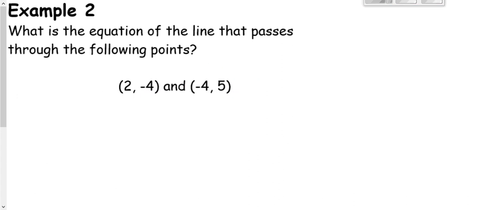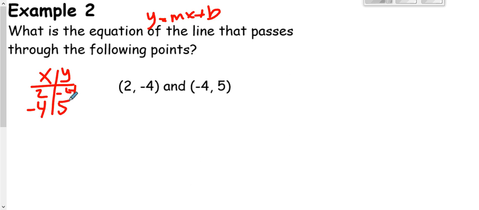So let's try it again. So again, equation of the line means that our answer is going to say y equals mx plus b. But the first thing we got to do, because we're not given the slope this time, the first thing we have to do is find the slope. So I'm going to put those points into a little table here. So I have 2 and 4. Oops, that's a 4. Sorry about that. And then I have a negative 4 and 5.